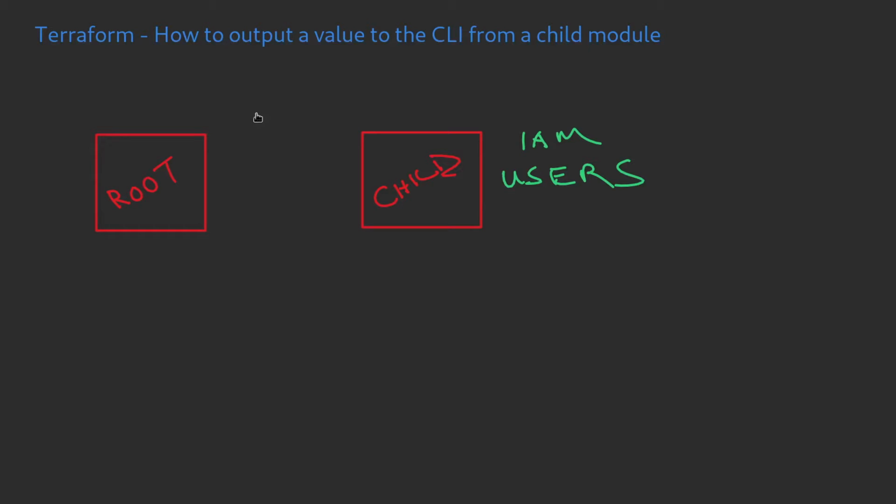So what we have to do is create two outputs. Effectively, from the child module, we'll create an output, and that will be to output the IAM users' names. That's all I want to see in the CLI. That output can then be accessed by anything else in the Terraform configuration. If I was running the configuration from the child module, I could use it and it would output to the CLI. But I don't want to do that. I want to run the configuration from the root module, which will be very common.